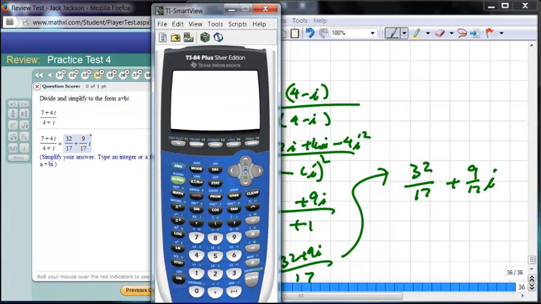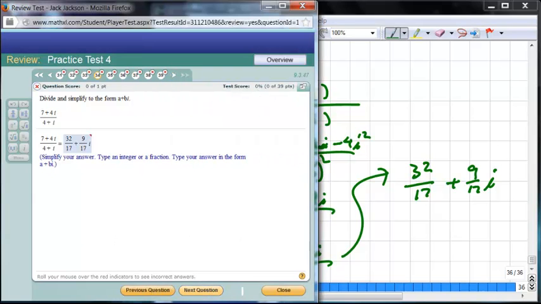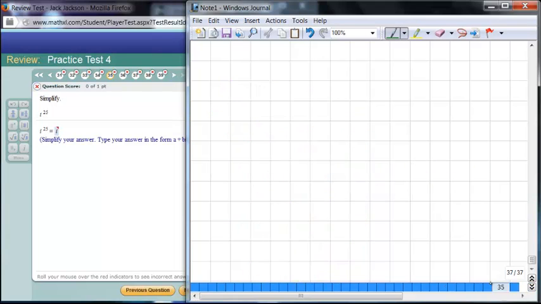Again, the calculator will actually do all this for you. 7 plus 4i divided by 4 plus i. It'll give it as a decimal, but then you can go to math, change to fraction, and there you go, 32 over 17 plus 9 over 17i. Real easy calculator question, actually.